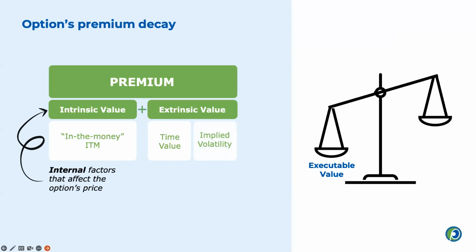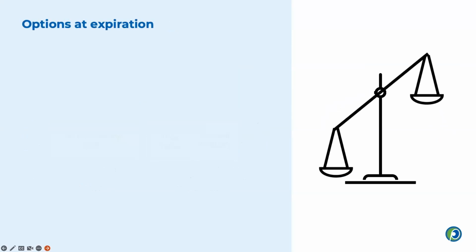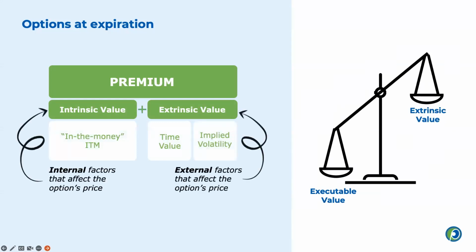And then the way that I love to describe these is intrinsic value is really internal factors that affect the options price. So the component is the underlying security, whereas extrinsic value is external factors that affect that options price, which is time and implied volatility. And so, of course, as we get all the way towards expiration, every bit of those components are only worth its executable value. And that's it. And a very important component to know.